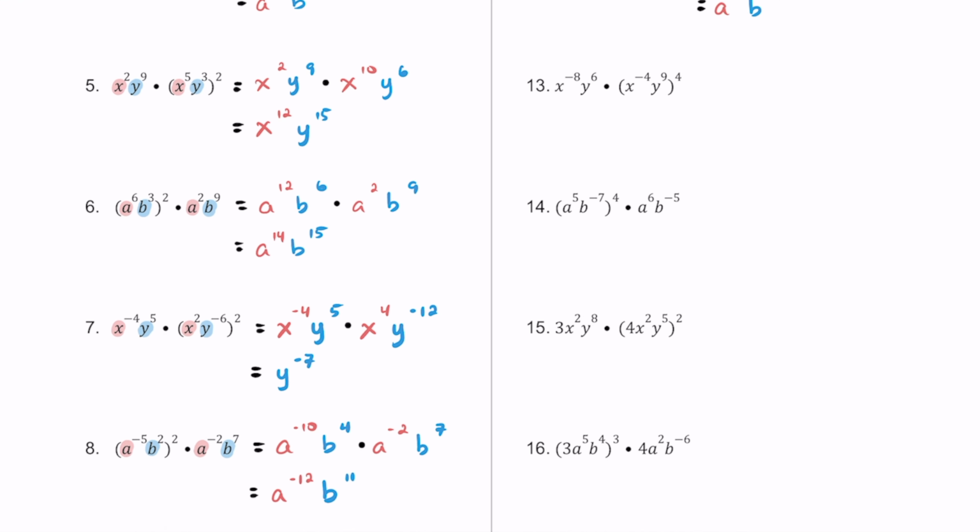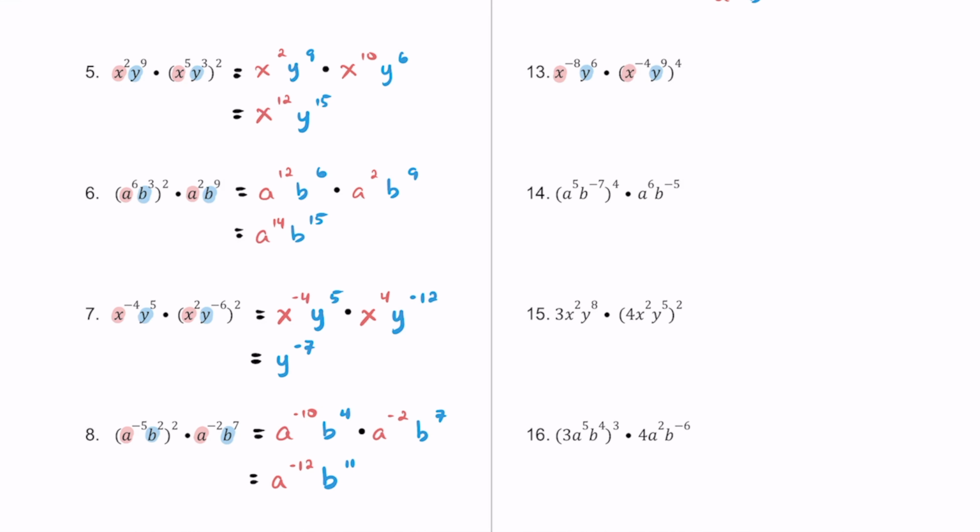Here's number 13. Here are our common bases, and let's go ahead and start over here with the power of a power property. So let's see, we are going to have x to the negative 8th power, let's leave that alone, and we have y to the 6th power, and then let's go ahead and multiply here. We have x to the negative 4 to the 4th power, so negative 4 times 4 is going to be negative 16, so it's times x to the negative 16th power. And then we have y to the 9th power to the 4th power, so 4 times 9 is going to be 36, so we have y to the 36th power.